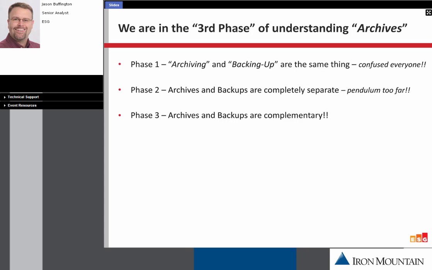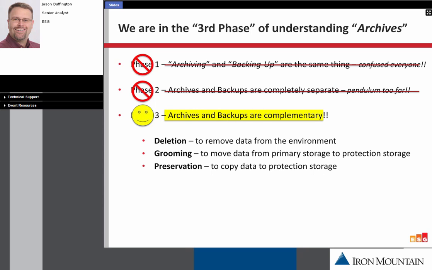The folks that are in phase 2 that said everything should be completely separate, I think that pendulum has swung too far. It doesn't really help people to try to do everything in complete isolation and parallelism, because the reality is that you're not going to be able to achieve both in the economics that most of us have to deal with. And that leads us to what that third phase is. So if we're not doing number 1, and we're not doing number 2, we're really going to embrace that idea of complementary. But even when we say that they're complementary, there are arguably three definitions of how folks are treating archive as a verb.